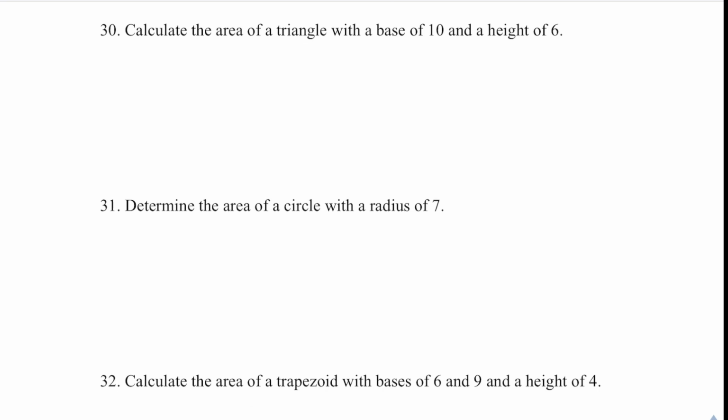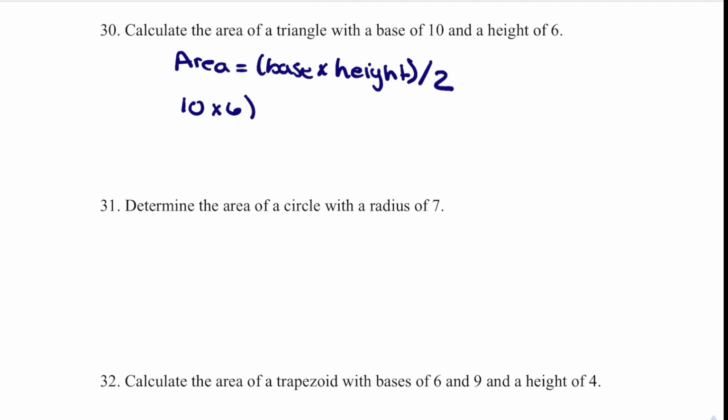30. Calculate the area of a triangle with the base of 10 and the height of 6. So again, we need to know the equation for area of a triangle, and that is going to be area equals base times height divided by 2. So this is going to be 10 times 6 divided by 2. So we have 60 divided by 2, so this is going to equal 30 square units.